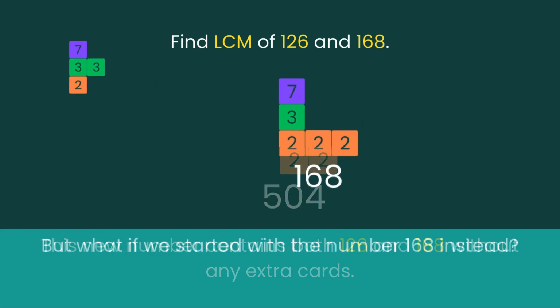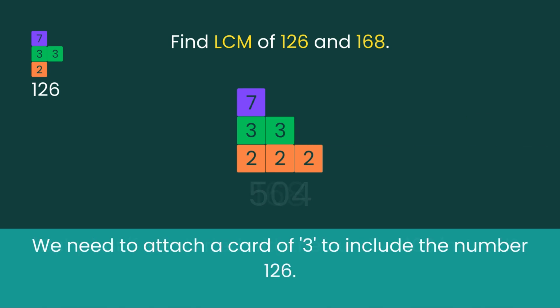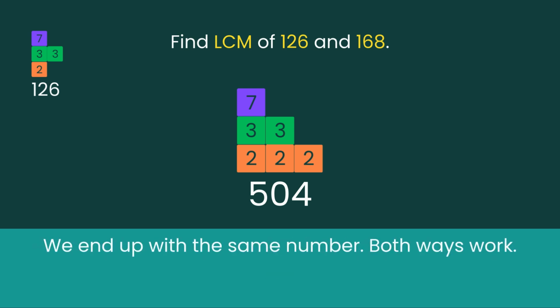But what if we started with the number 168 instead? Exactly! We need to attach a card of 3 to include the number 126. Guess what? We end up with the same number. Both ways work, but starting with the number having more cards can sometimes make the process quicker because we might need to add fewer cards.